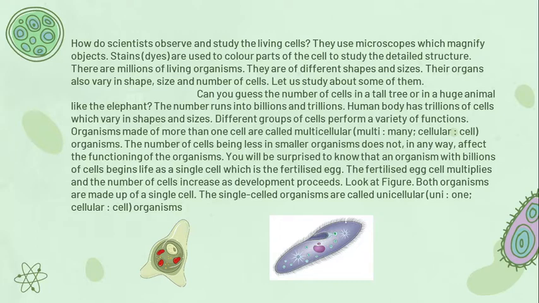If we add some dye to any cell, it gets dyed, and we can see the organisms or the other organelles present in the cell very clearly. And then there are millions of living organisms. They are of different shapes and sizes. Their organs also vary in shape, size and number of cells. Let us study about some of them.